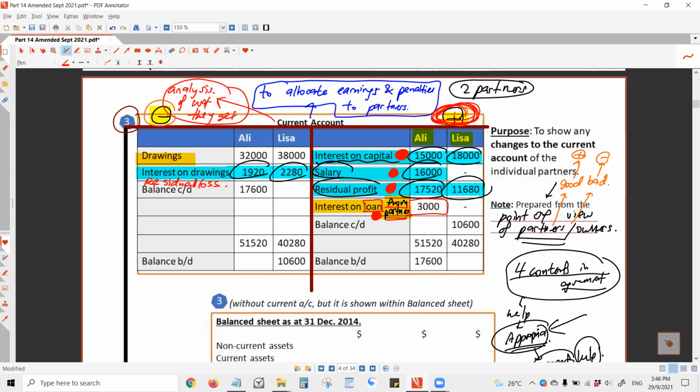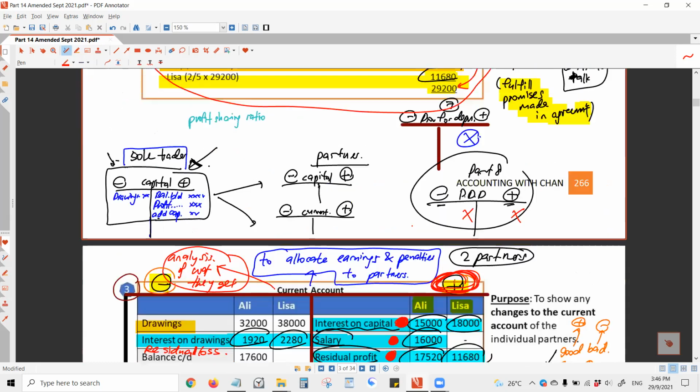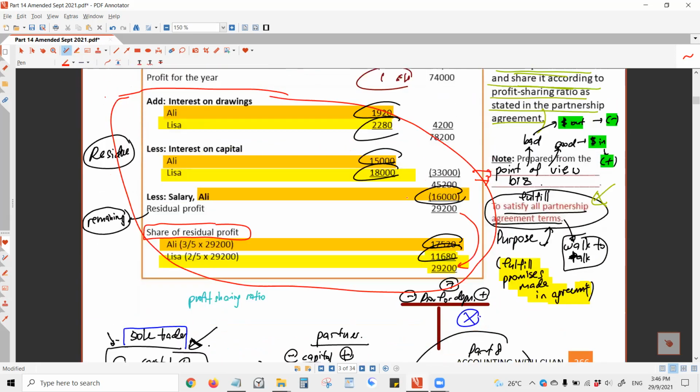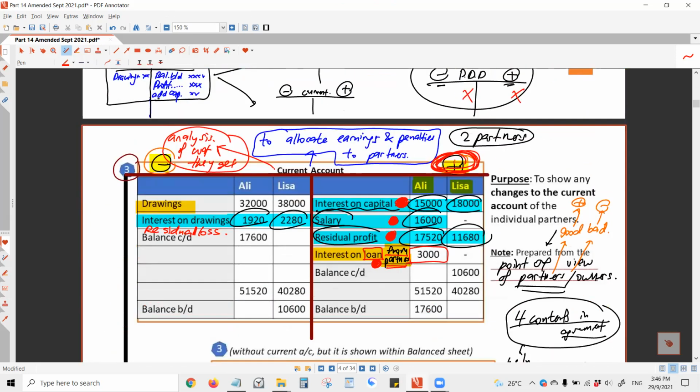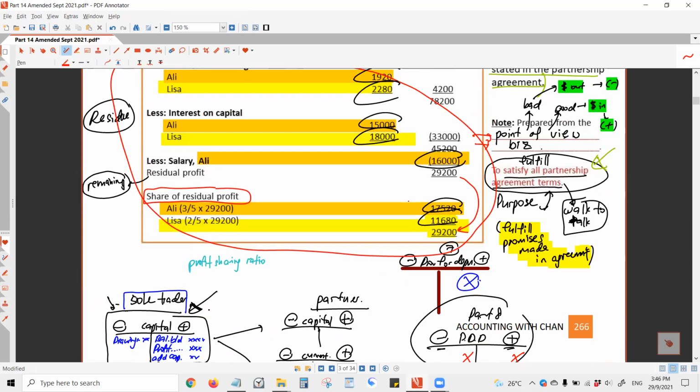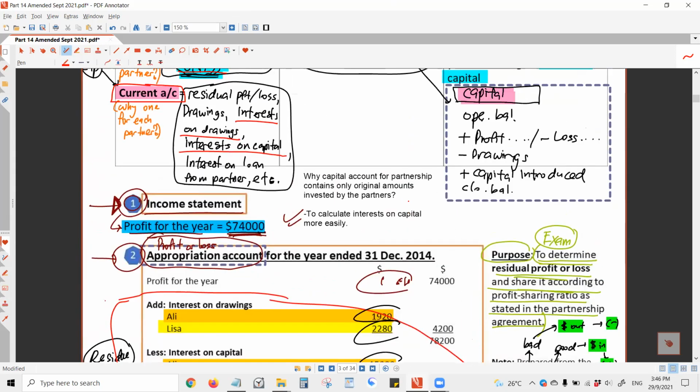And you may have a question, why interest on loan from partner, the 3,000, doesn't appear in the appropriation account? Reason is this. It is in the income statement. Okay, you write down. This is something quite detailed in this topic, and many students are not aware. But if Cambridge happens to test you on this, then you will know where to put interest on loan from partner. It's in the income statement.